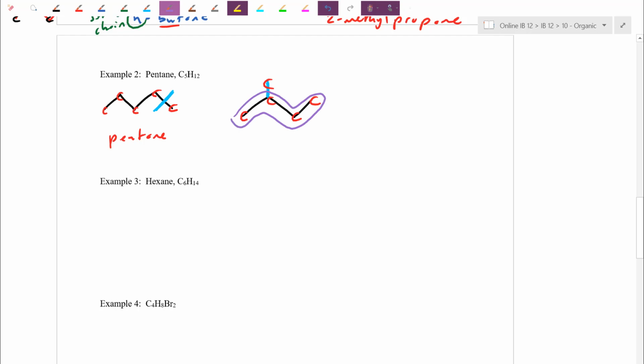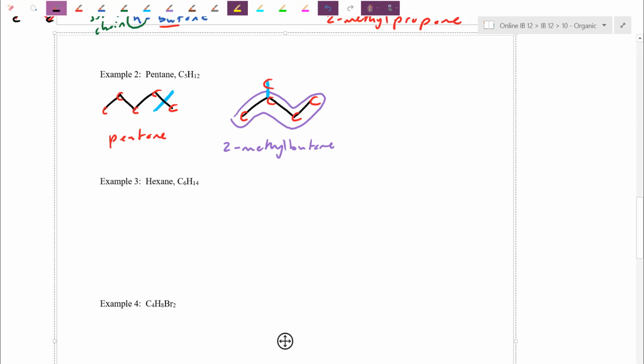You can actually count out the formulas. They're all single bonded anyway, so we're still going to be C5H12. This one here is going to be a butane, except at position 2, there is now a methyl group. So 2-methylbutane, that is a structural isomer of pentane. These are 2 different isomers of each other.